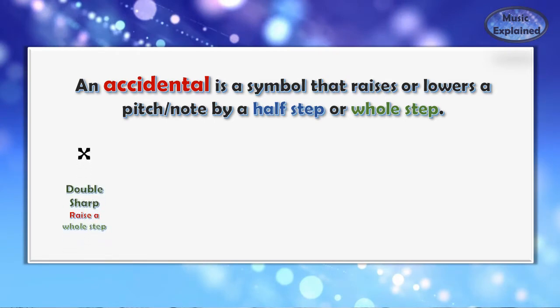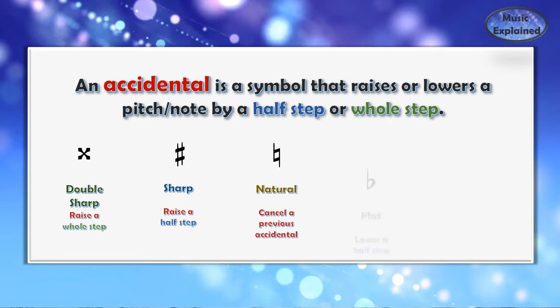This is called the double sharp. It raises a note for a whole step. This symbol is a sharp. It raises a note for a half step. We have the natural symbol that cancels all previous accidentals. This is the flat symbol. It lowers a note for a half step. And the double flat symbol, which lowers a note for a whole step.